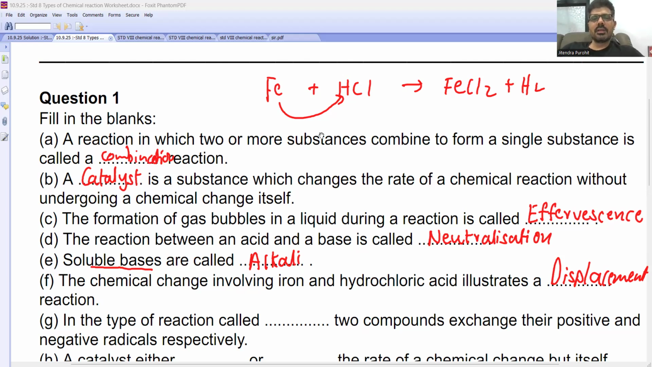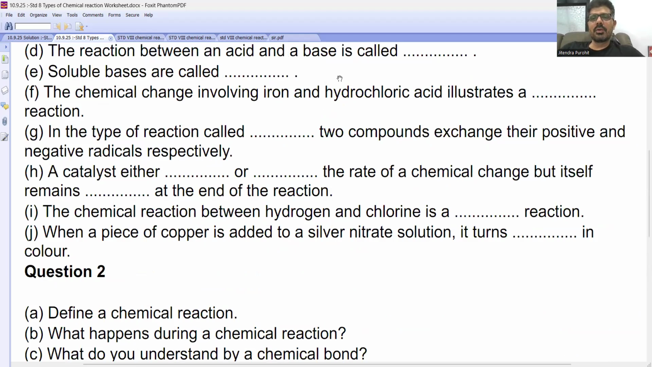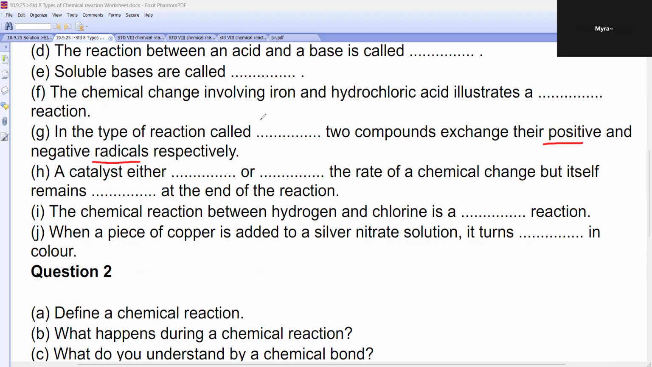A chemical change in which two compounds exchange their positive and negative radicals. So which reaction is it? Double decomposition.